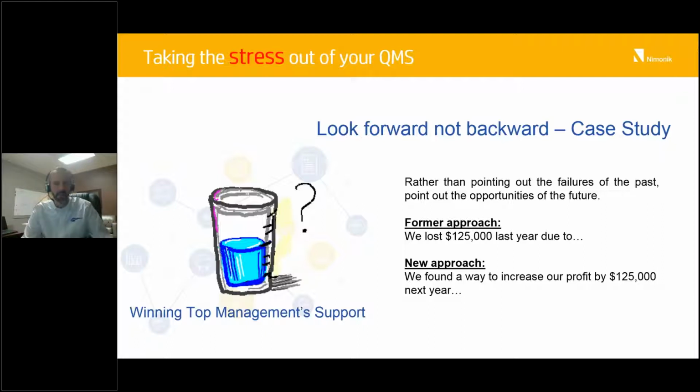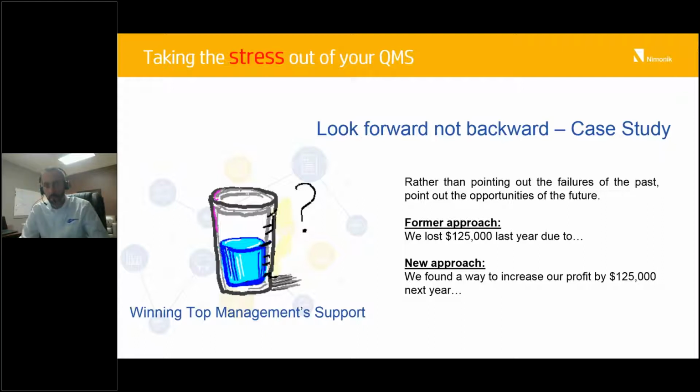If they're a private company, they're looking at their trends, their accounts receivable, making sure they have payroll. So they're constantly looking forward. And as we're running our quality management systems, if we are consistently looking backwards, it's going to be difficult to win top management support.